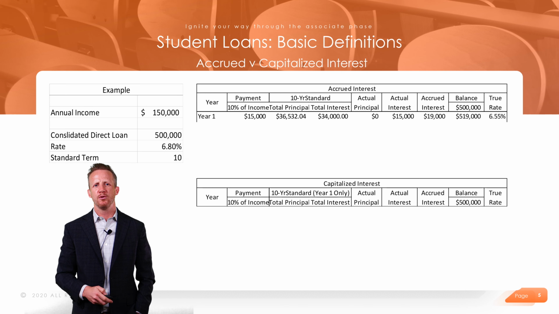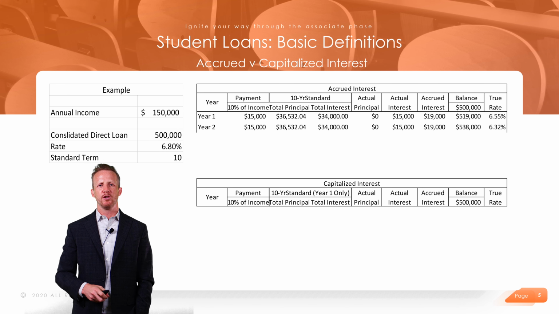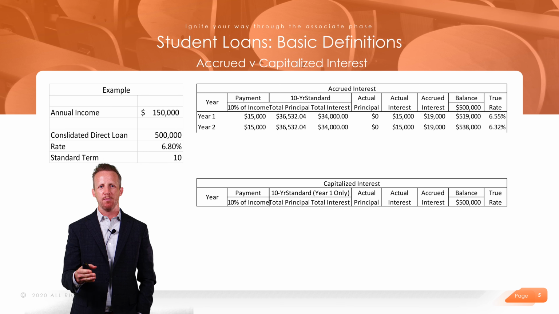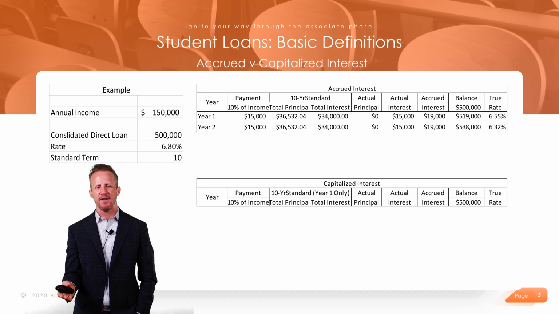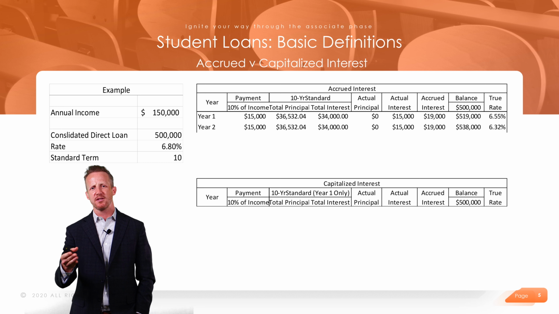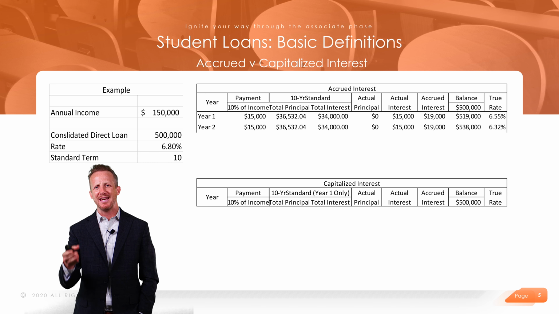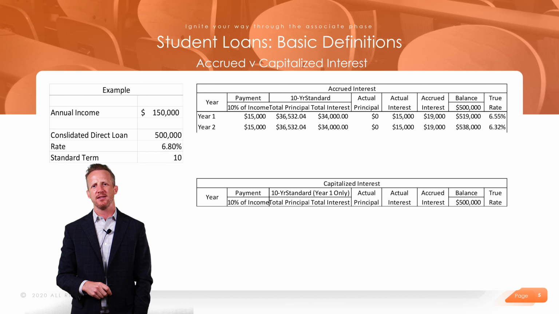Now, let's go to year two. In year two, again, you're making $150,000, so you're not going to pay more than $15,000, and the amount you would pay on a 10-year standard is still the same, $36,532.04, and your interest is still the same, $34,000, because it's your interest rate applied to the original balance of $500,000, not the balance of $519,000.